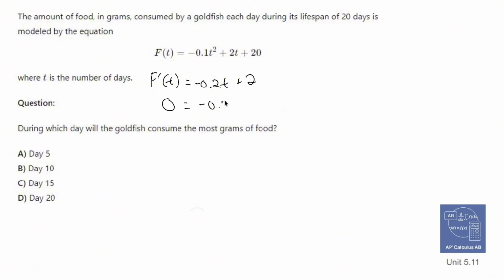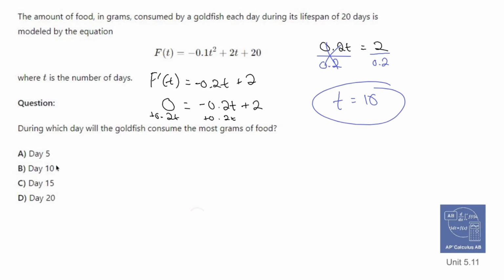In order to maximize it, we set it equal to 0 to find our critical point. So 0 is going to equal negative 0.2t plus 2. Let's add 0.2t to both sides, so I have 0.2t equals 2. Divide both sides by 0.2, and t equals 10, my only critical point, which means the time 10, or in this case day 10, is when Mr. Goldfish is going to consume the most food. Good for you, Mr. Goldfish. Live your life.